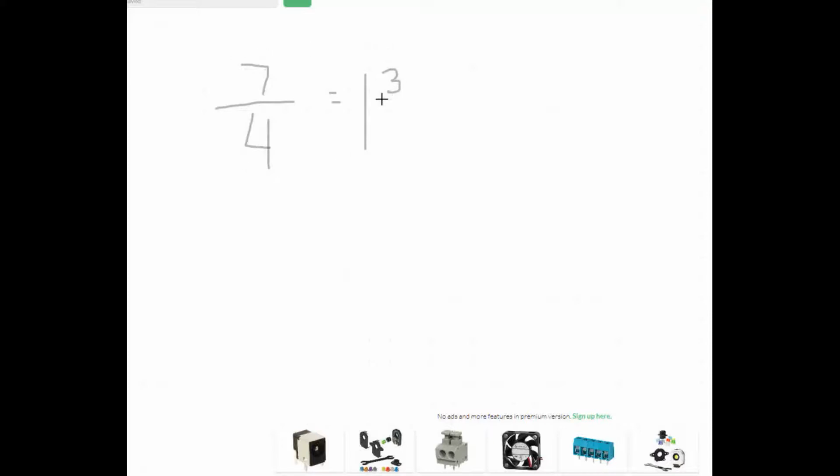3. And the bottom number has to stay the same because it's 3/4 that you have left over. All right, that's how we do it.